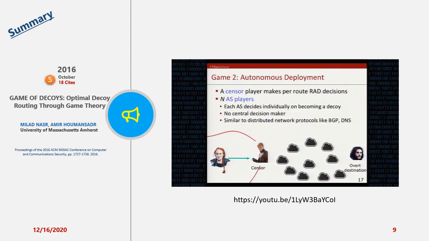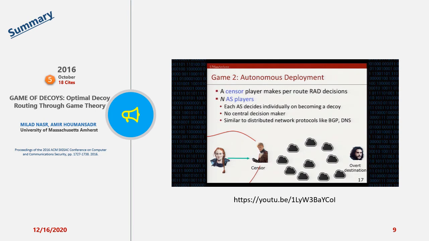Now let's talk about the second business model for deploying decoy routers, and this is what we call an autonomous deployment. In this case, there's no central authority for selecting the decoy autonomous systems and for paying them to become decoy routers.